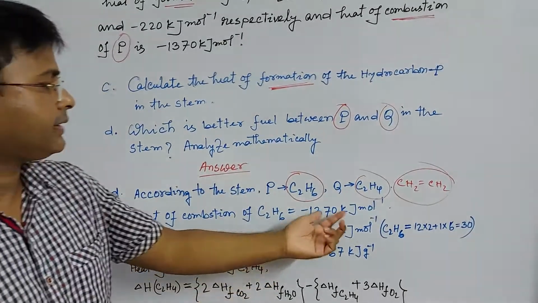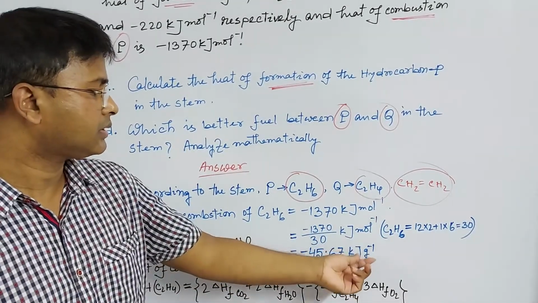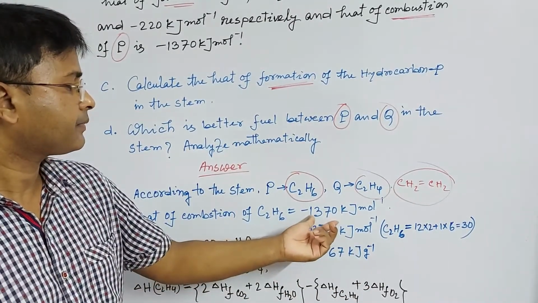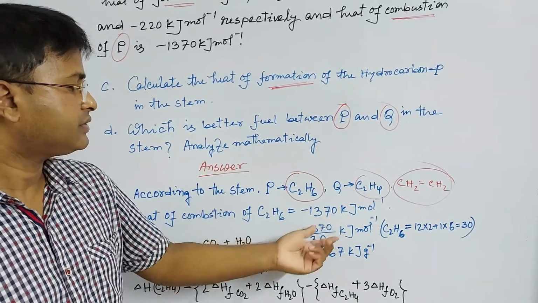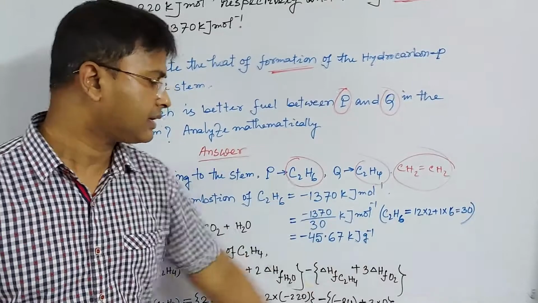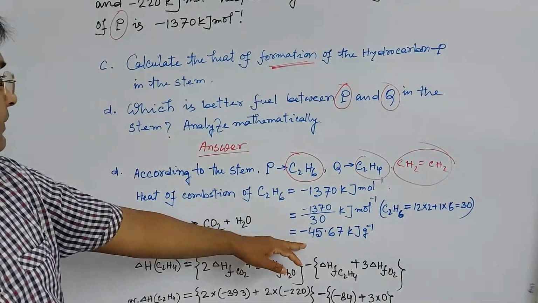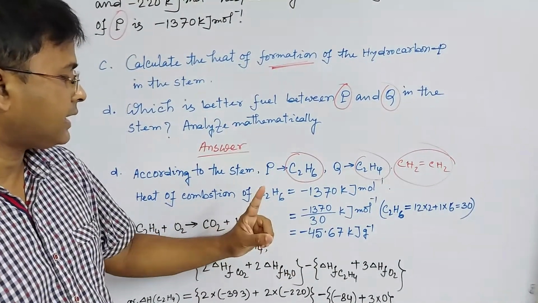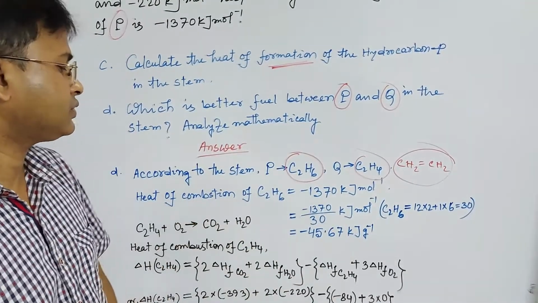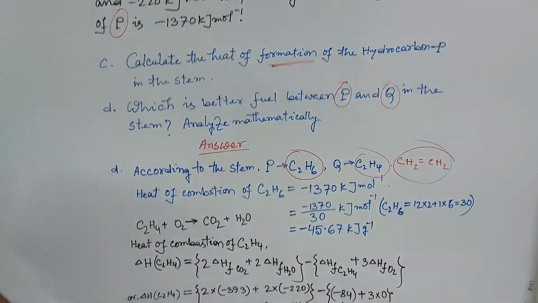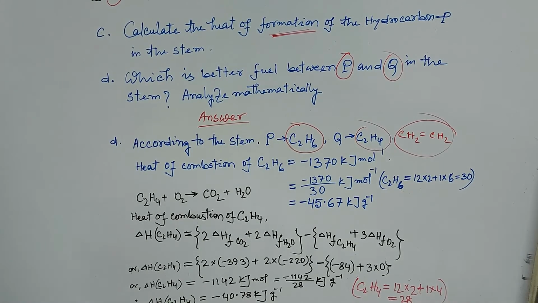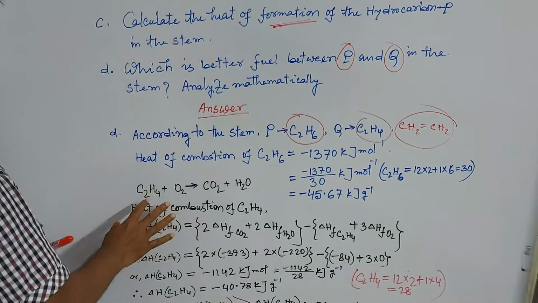To convert it from kilojoule per mole to kilojoule per gram, I have to divide 1370 by 30, since the molecular mass of ethane is 30. So the heat of combustion of 1 gram of ethane is minus 45.67 kilojoule per gram.